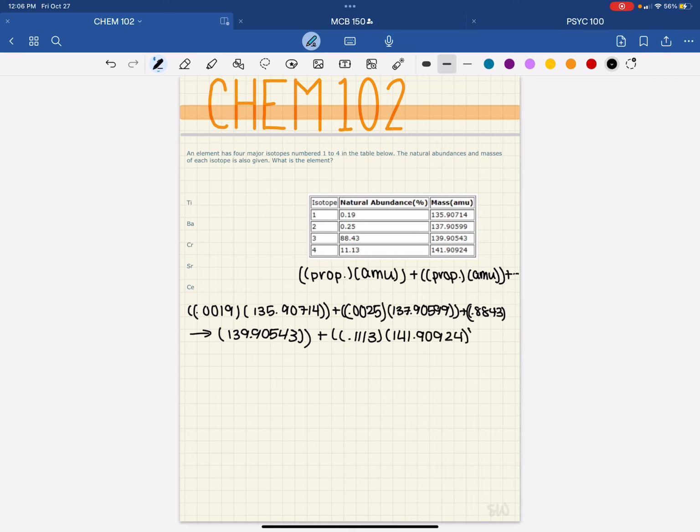141.90924, which is going to give you an average AMU of 140.1159. Which, if you check your periodic table, is going to give you Ce as your element.